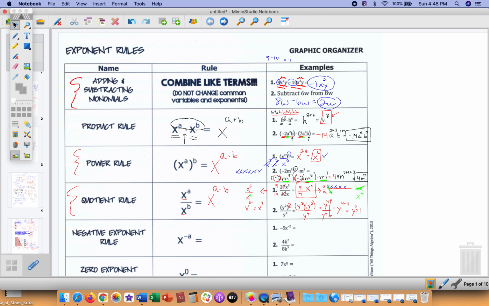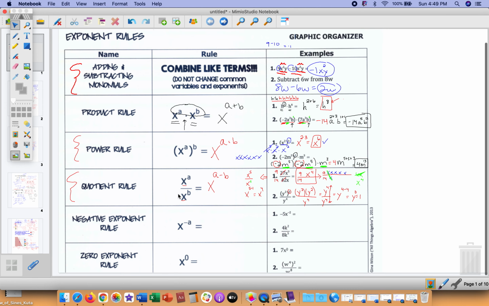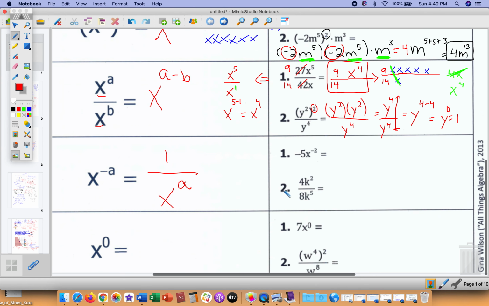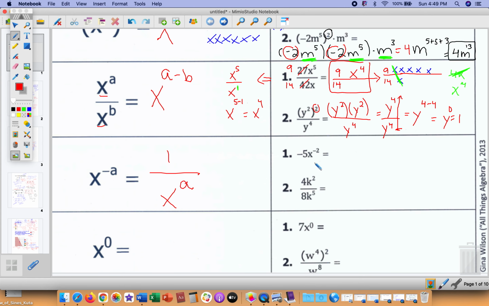Now let's look at the negative exponent rule. So for the negative exponent rule, x to the negative a is the same as 1 over x to the a power. Now it's an exponent rule. So let's look at this one. Negative 5x to the negative 2nd. So it's a power rule. It's an exponent rule. So only the negative power will impact this problem right now.